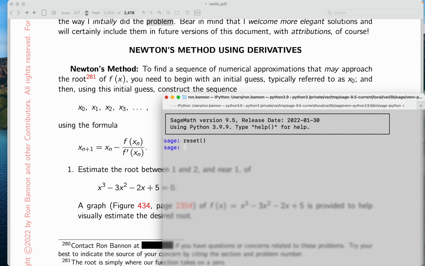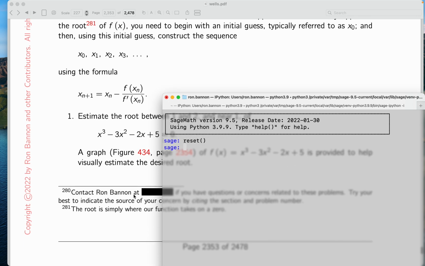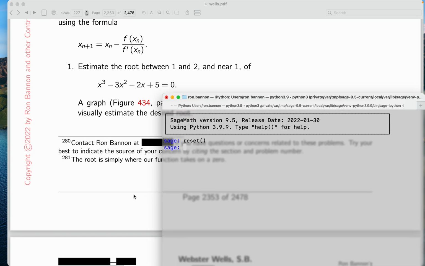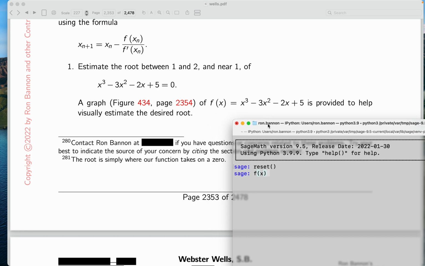The next thing I want to do is define the function. So let me scroll this up a little bit so I can clearly see what the function is. We're looking for the root of the function, or where it's 0. So the function f of x is equal to x cubed minus 3x squared minus 2 times x, and then plus 5.